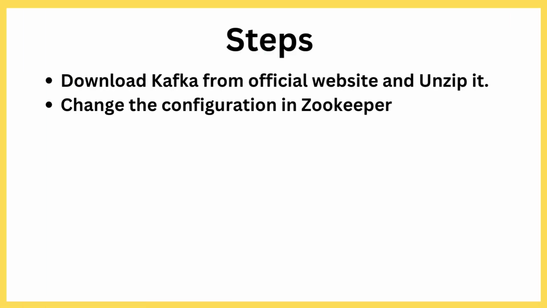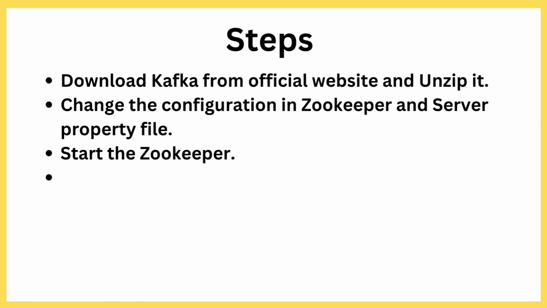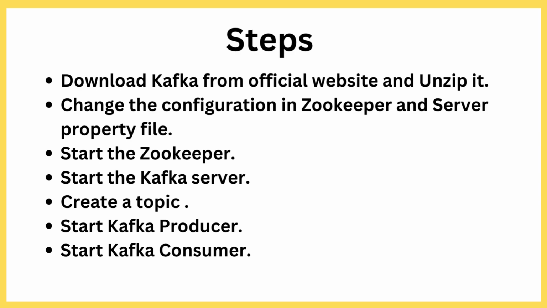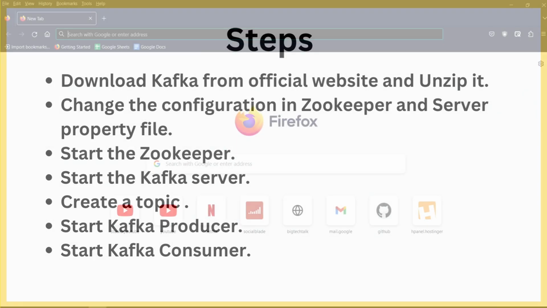These are the steps which I will be using for the setup. I will start with downloading Kafka from their official website and unzip it. Then I will make the configuration changes in the zookeeper and server.properties files. And then I will start zookeeper followed by Kafka server. Then we will create a Kafka topic, start a producer, followed by starting a consumer.